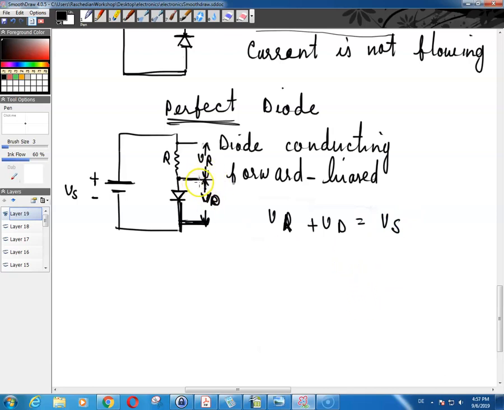Now in these types of circuits where you have a forward biased diode, meaning the anode connected to positive, the cathode connected to negative, you can assume that the voltage drop across the diode, V of D, is always 0.7 volts. That is for a silicon diode. If you had a germanium diode, then V of D would be equal to around 0.3 volts. That is for a germanium diode.